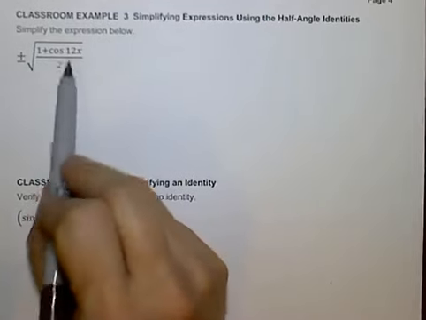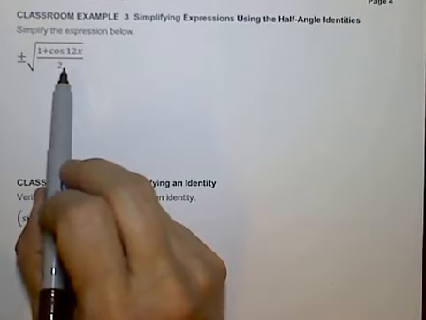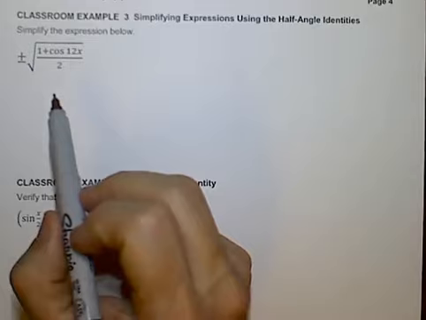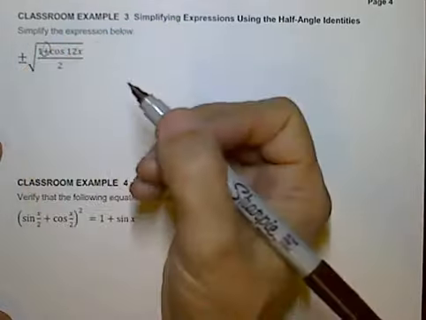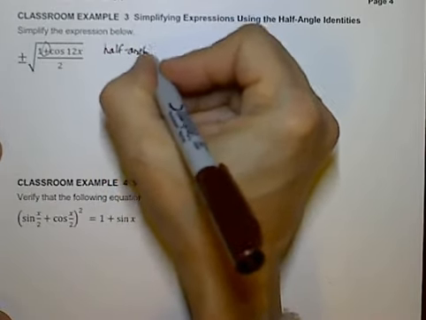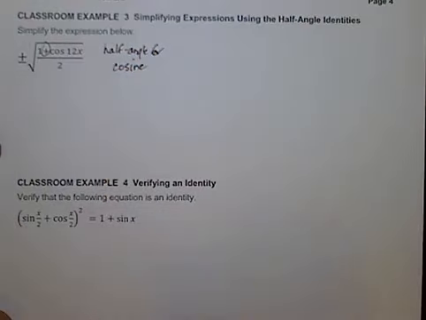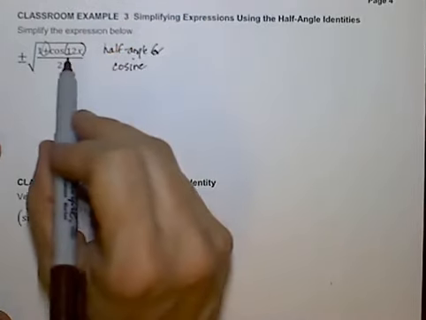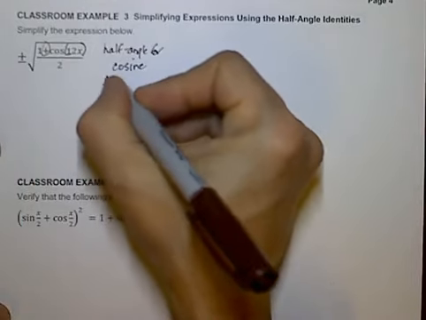In this example, we've got something that looks like the right side of one of our half-angle identities, and we're going to try to simplify this. So what we want to do is figure out which of the two identities it looks like, and then figure out what our A is. Because of this plus in here, this would be the half-angle identity for cosine. And then we need to figure out the A. In our identity, we have an A right here, so our A is going to be 12x.